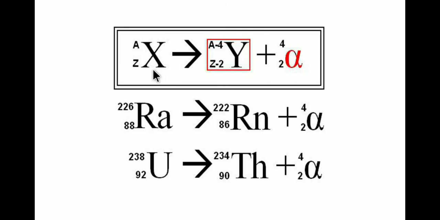The parent nucleus X, after alpha particles are emitted, gives the daughter nucleus Y, which has a mass number 4 less and an atomic number 2 less than the parent nucleus X. The example is again radium, which after emitting alpha particles gives radon, and uranium, which after emitting alpha particles forms thorium. You can see the change: 226 minus 4 is 222 and 88 minus 2 is 86. Similarly, 238 minus 4 gives 234 and 92 minus 2 is 90. So this is the example for alpha emission.